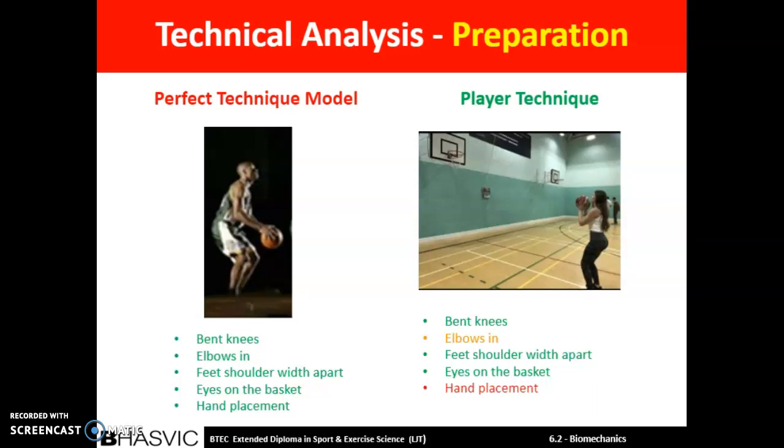For both the elite athlete and my athlete, their feet are shoulder width apart, allowing them the correct amount of balance so that they have control over their bodies and the ball. Both of the players' eyes are on the basket in front rather than on the ball, so that they can see exactly where they're aiming and the progression line of the ball.